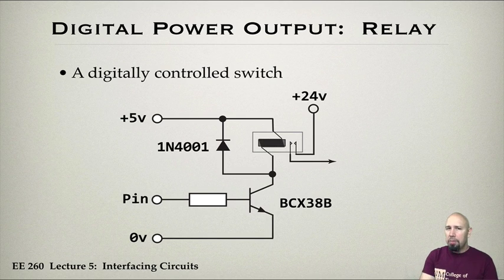Okay, so a common way to do this is using something called a relay. A relay is basically a switch, but it's an electrically controlled switch, as opposed to a mechanical switch. And so here is a way of hooking up a relay to an Arduino. We have some pin that we're connecting, 0 and 5 volts. Here's a resistor. I think that should be like a 10K ohm resistor.